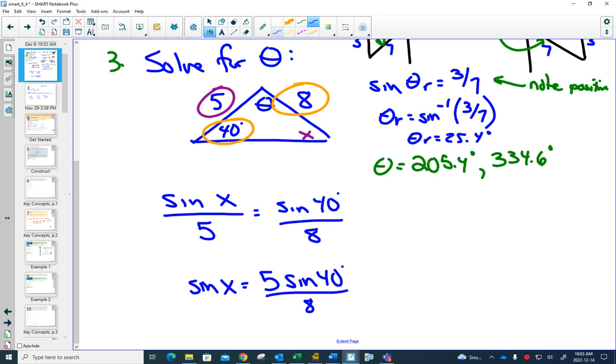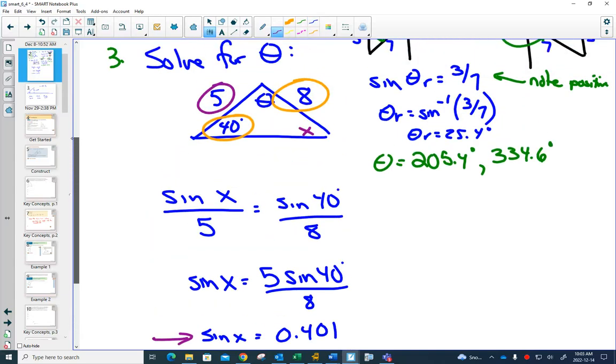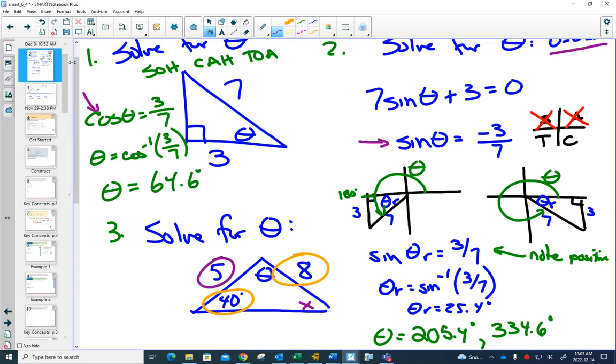I can type this into my calculator, and I get sine x equals 0.401. At this point, draw a purple arrow here, we are at the same place we were with the purple arrows in the previous questions. You got sine or cos by itself.